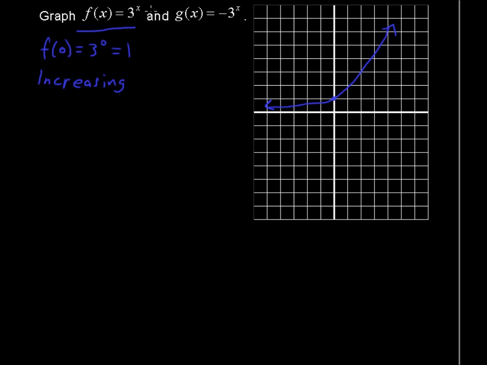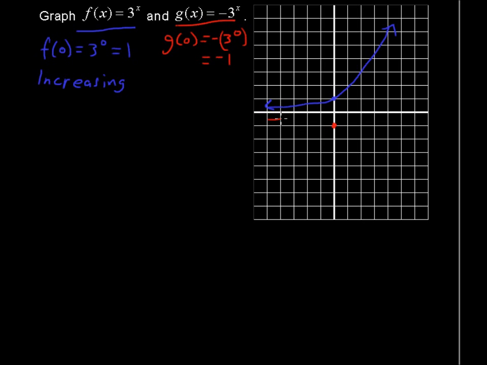G of x, on the other hand, if we plug in 0 for x, this is the opposite of 3 to the 0. So this is going to be the opposite of 1. Notice that the parentheses are not around the negative 3. So that means that the exponent x is just being applied to the 3, not to the negative sign. So that is why we have negative 1 here. So on this red function, the g of x function, we'll have a y-intercept of negative 1.